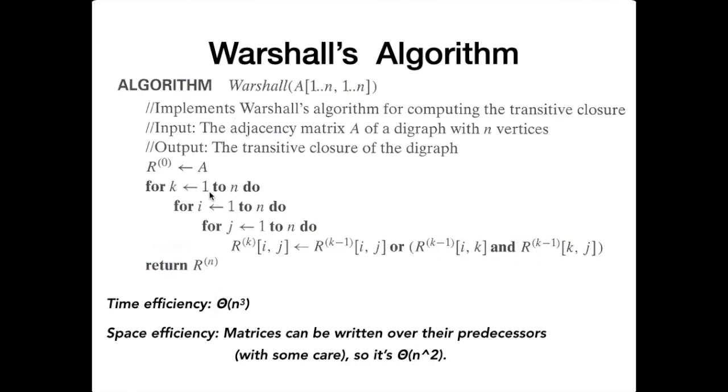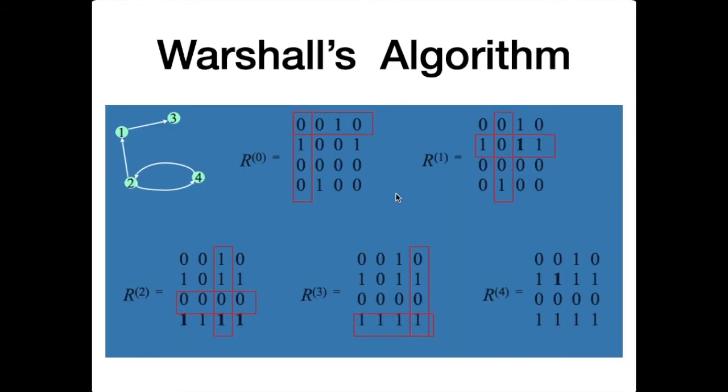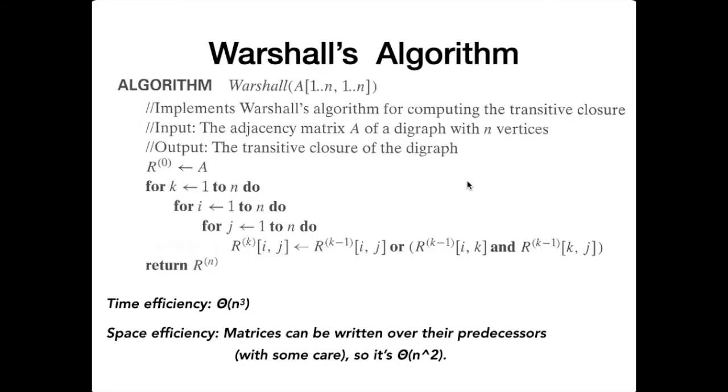For the time efficiency, since this is a nested for loop with three levels, we have n cubed. And for the space efficiency, the container is the adjacency matrix, which is n squared, because we can simply use the same matrix just by replacing some parts of it. But if you want to be safe, of course, you can maintain 2 matrices, one for the previous and one for the next iteration. So that's it for Warshall's algorithm for the transitive closure.